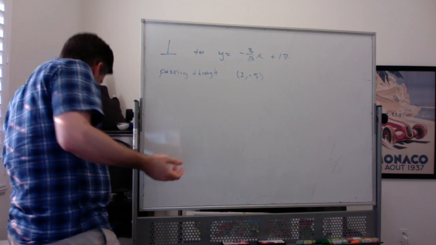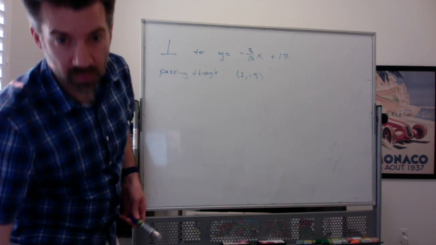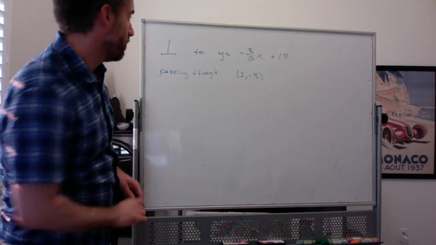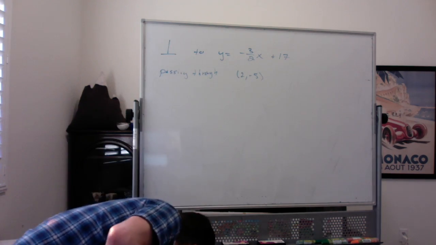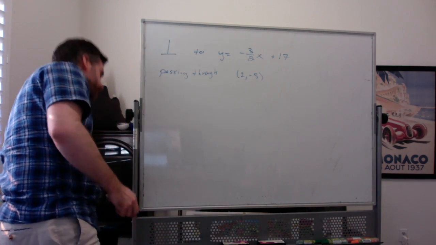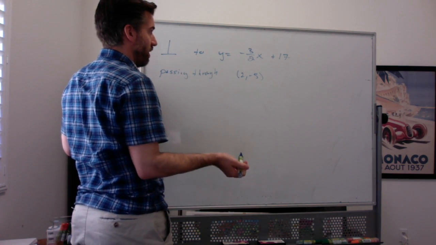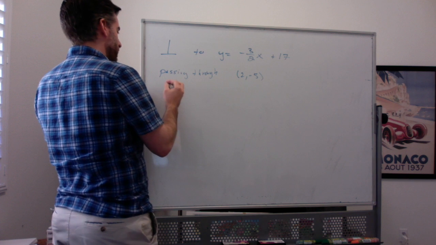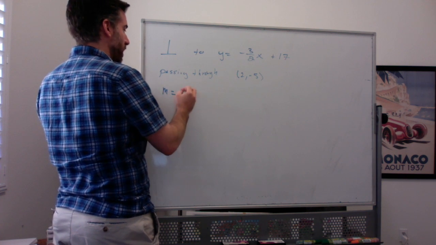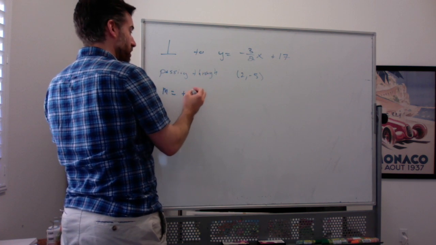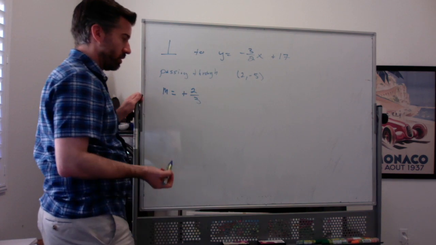So as I said before, to find the equation of a line, we need a point and a slope. We have a point, it's 2, negative 5. And we have a slope, we just have to know what it is. So if we're perpendicular to this line, y equals negative 3 halves x plus 17, that means our slope has to be the opposite sign, reciprocal, positive 2/3.